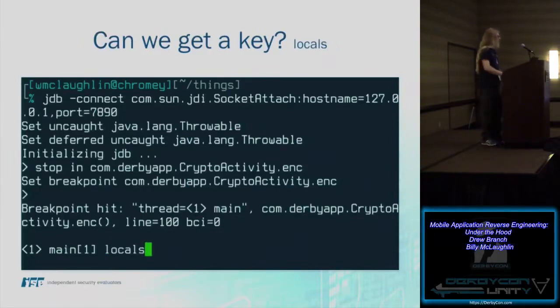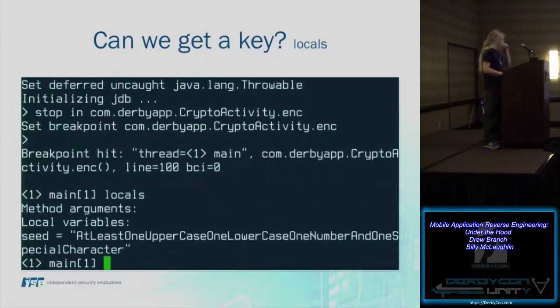So now JDB has a command called locals. It'll dump some of the local variables at the point where you've broken. So with the simple application, they didn't do too good a job. When we dump the locals, we see that there's a seed variable. We see it dumps method arguments. There are none, but there are local variables. It's called seed, and this seed is a plain text string that says at least one uppercase, one lowercase, one number, and one special character, which is ironic because it doesn't have any numbers or special characters.